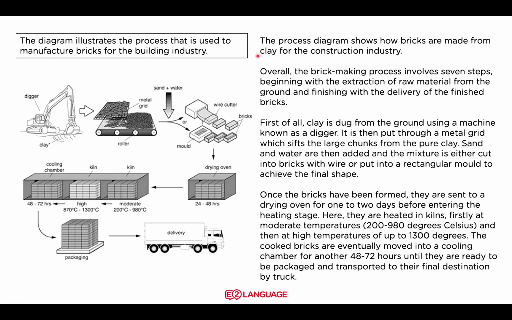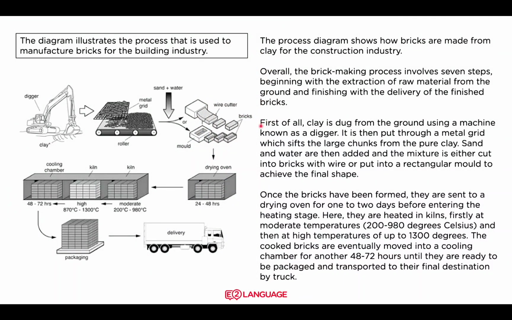Let's start with the introduction up here, which is basically a rewording of the rubric. The process diagram shows how bricks are made from clay for the construction industry. Okay, very simple. The overview. Overall, the brickmaking process involves 7 steps, beginning with the extraction of raw material from the ground and finishing with the delivery of the finished bricks. So number of steps, where does it begin, where does it finish? You can follow that same system for any process diagram.